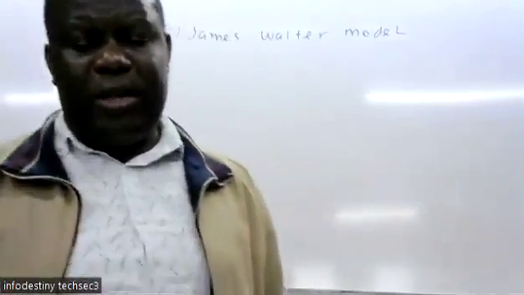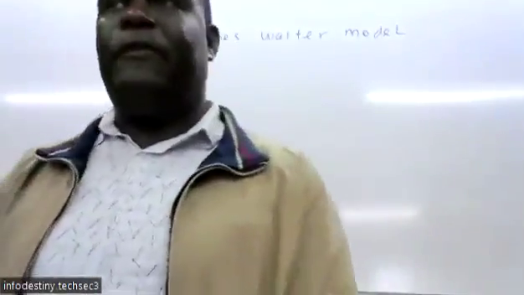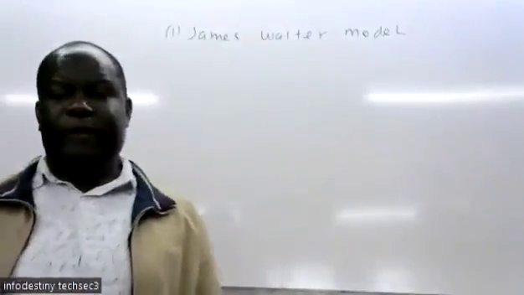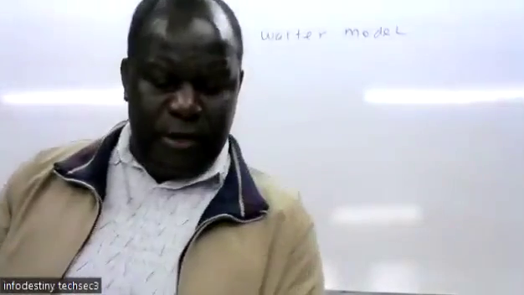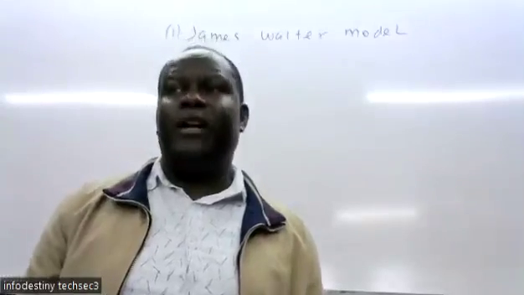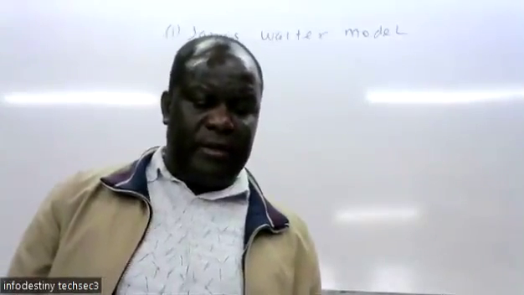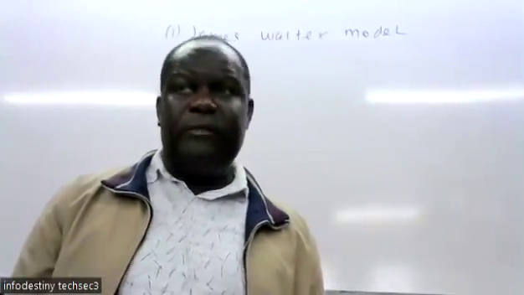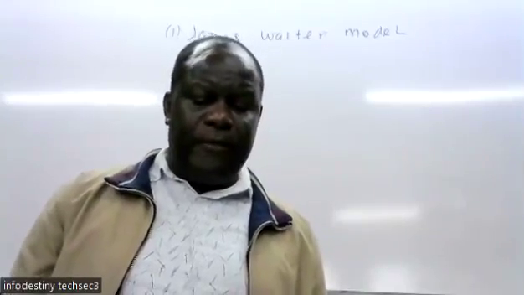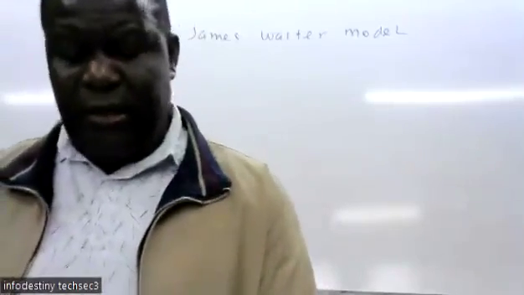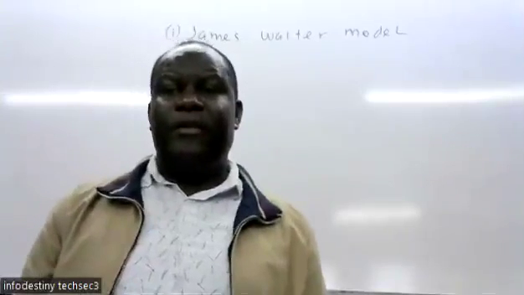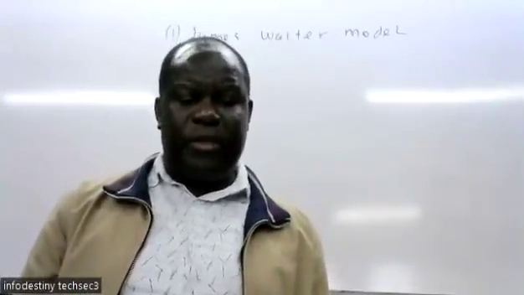The assumptions are the ones that I've just given you, 4 of them. The first one, the company is all equity financed. The second one, the company will only use retained earnings to finance its future investment. Number 3, the rate of return on the investment remains constant. Number 4, the company will be existing until infinity, i.e., it is a going concern. Those are the assumptions of the James Walter model.